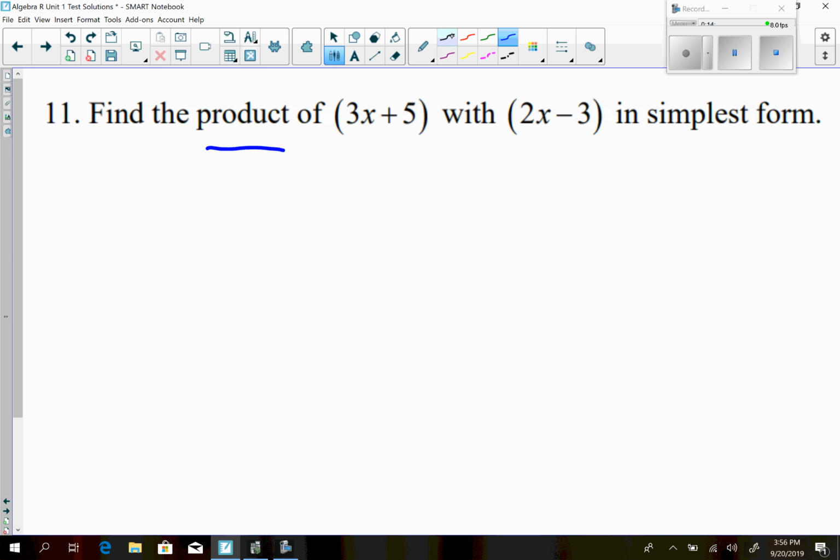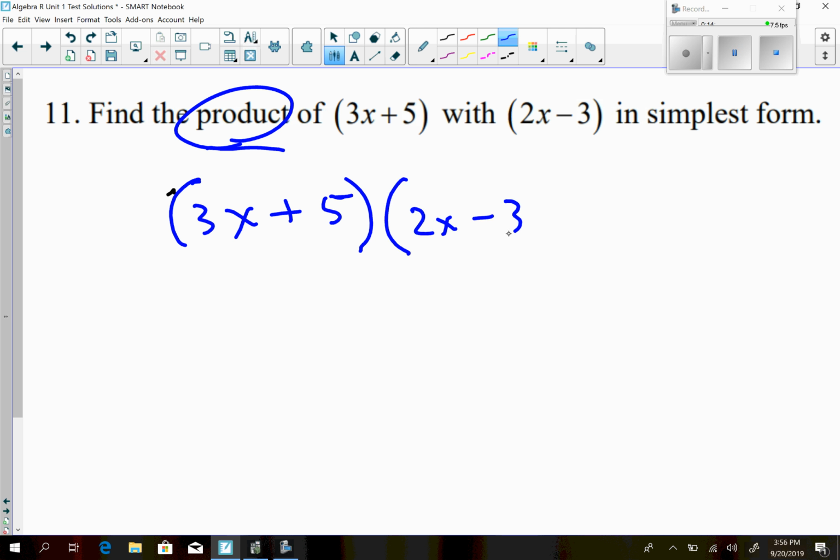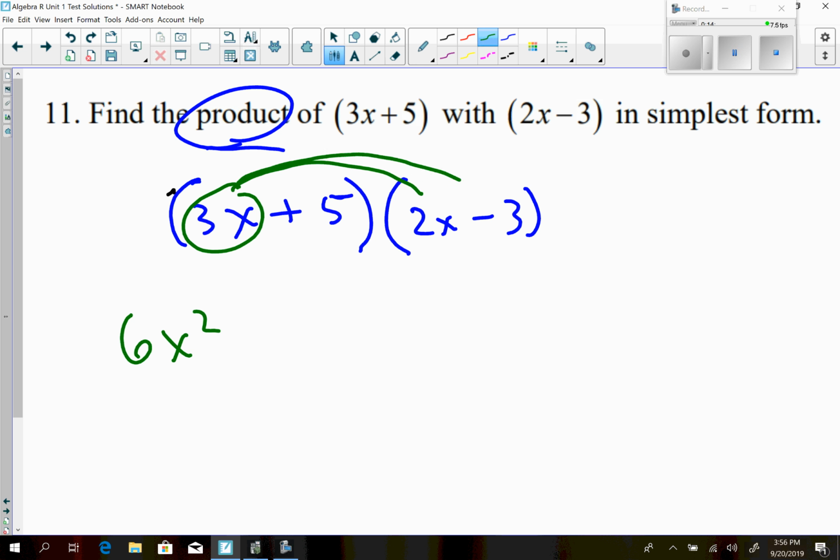Product means multiply. So 3x plus 5 has 2 terms. Product means times 2x minus 3. Distribute 3x times 2x, 6x squared. 3x times negative 3, that's negative 9x. So the green is done.